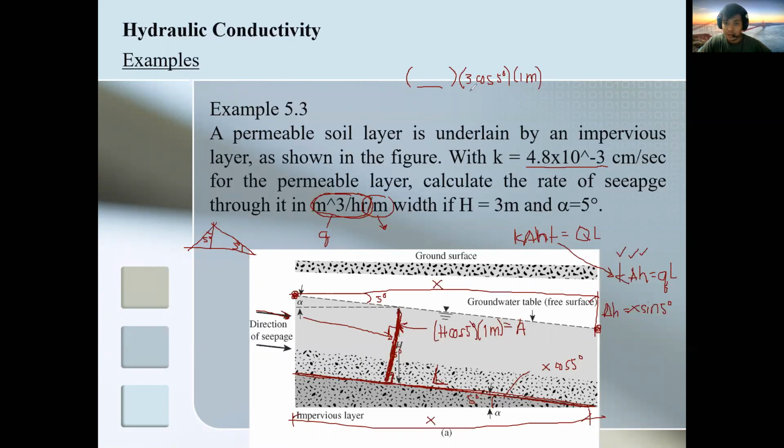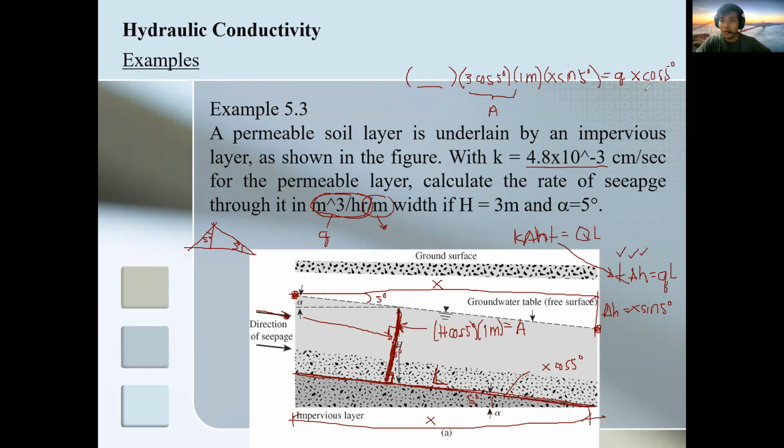That's the area. So this one is the area times the height, the head loss. So that's X sine 5 degrees. Then Q is the unknown parameter. And then L is X cosine 5 degrees.